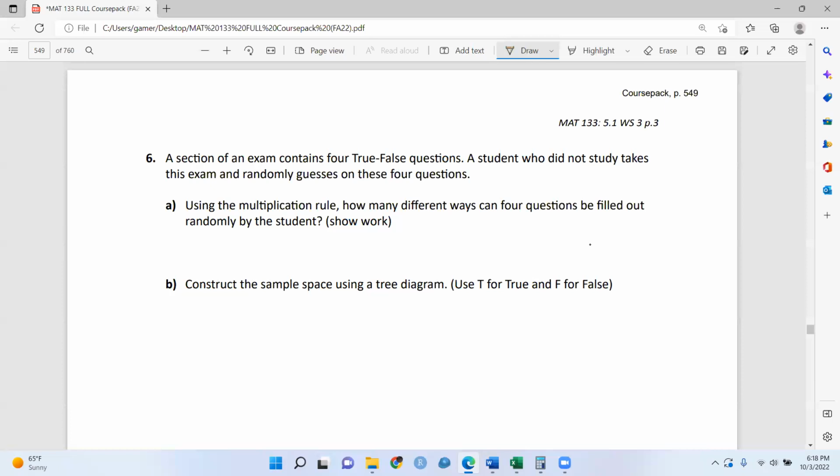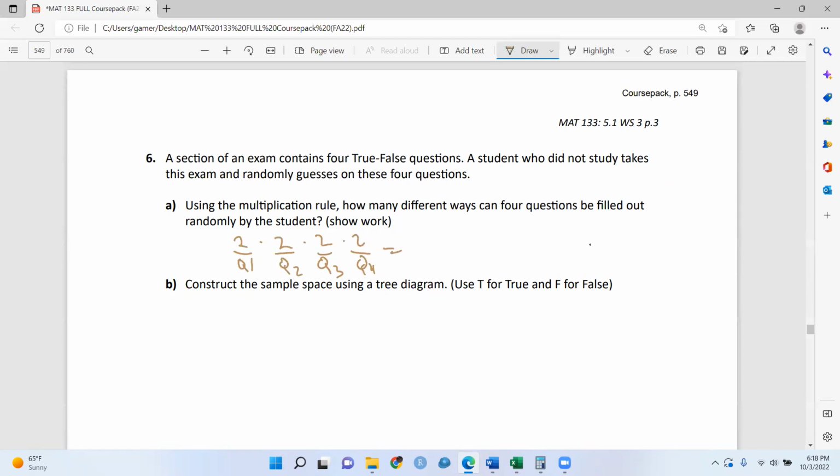Oh, I got number A, and that's as far as I got. What'd you get for A? I got 16 outcomes. Does everyone agree? That's what I got too.